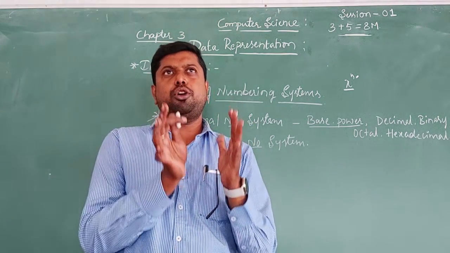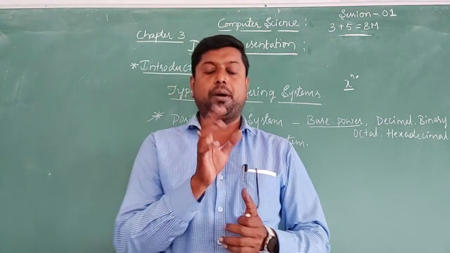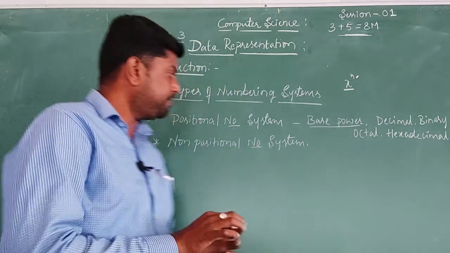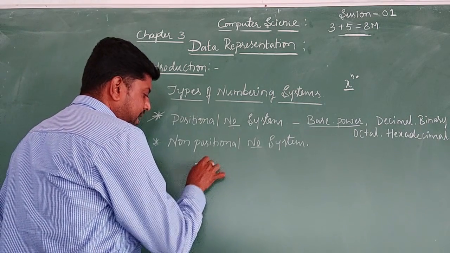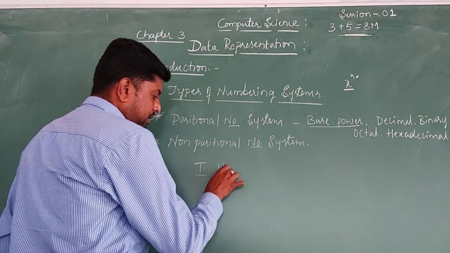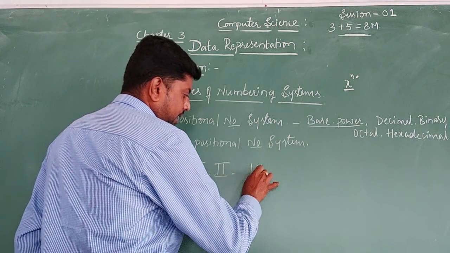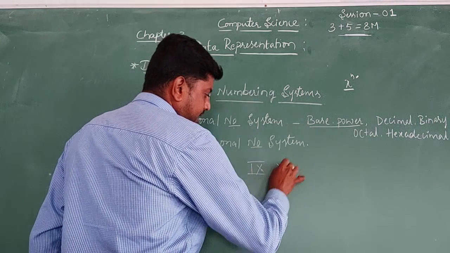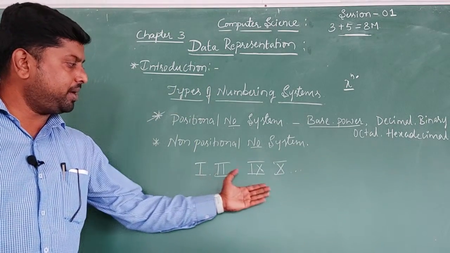If I want to explain the non-positional numbering system, I first take one number. In a non-positional numbering system, I will write Roman numbers: 1, 2, like that, 9, 10. Like that, we are using some types of numbering system.